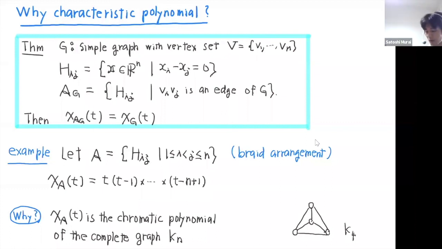I'm sorry, I'll stop here. In this talk, I explained some combinatorial results about the characteristic polynomial. But this characteristic polynomial actually has an algebraic aspect, so in the seminar talk, I will talk more about the algebraic side of the story.